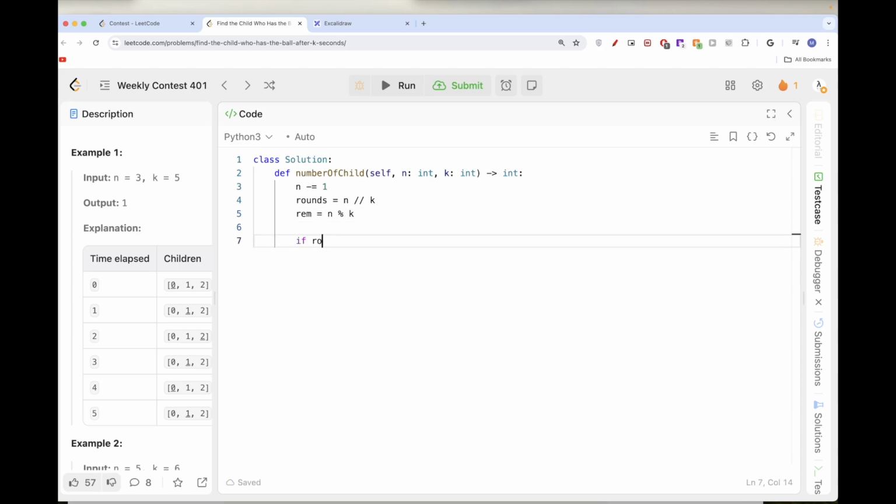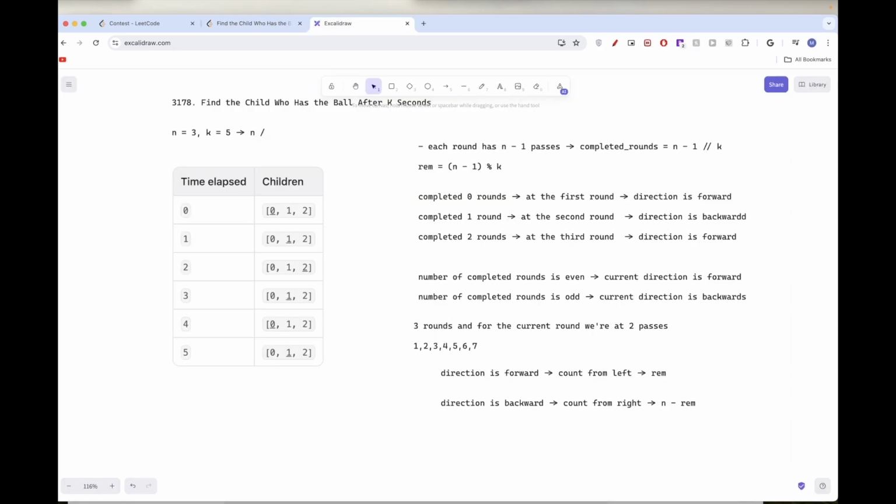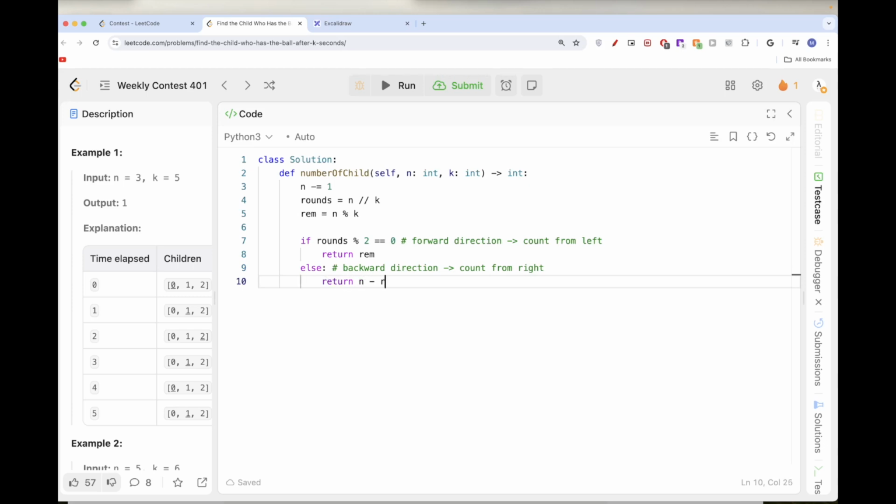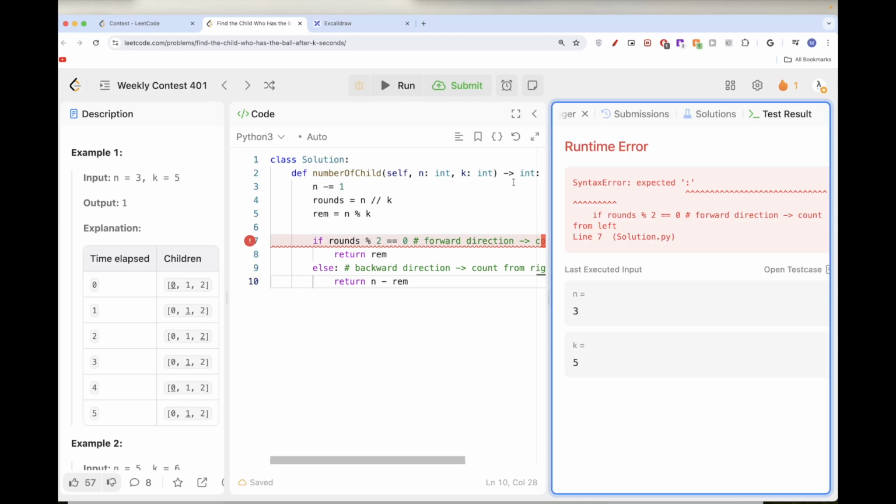And now to know which direction we are in, we can just check if it's even. That means we are going forward, which means we are counting from left, which means we can just return the remainder. Otherwise, we are going backwards, so we are counting from right. So this is the backward direction. Now in that case, we return n minus the remainder. Okay, so pretty straightforward there.